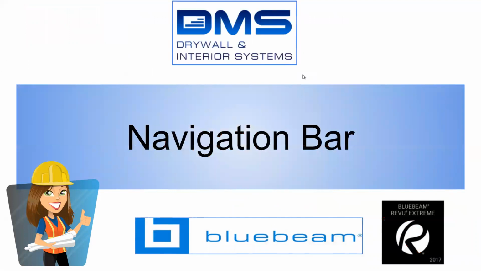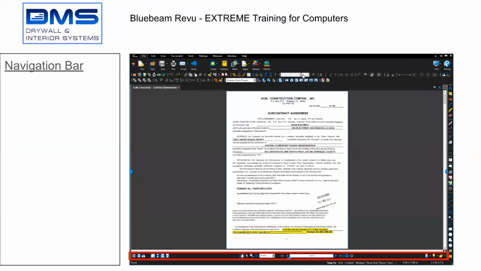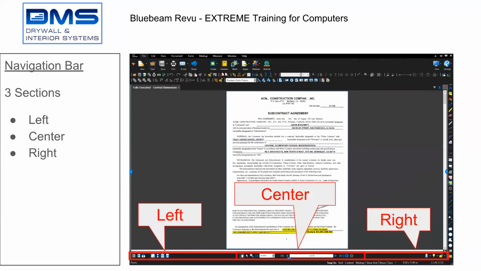Okay, so the next area we want to take a look at is the navigational bar. The navigational bar is at the very bottom part of Bluebeam. Down here at the bottom. So let's take a look and see what there is. There's 3 sections to your navigation bar. There's a left, center, and right.